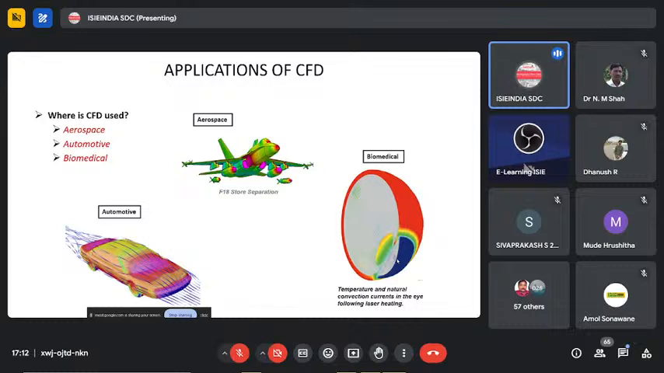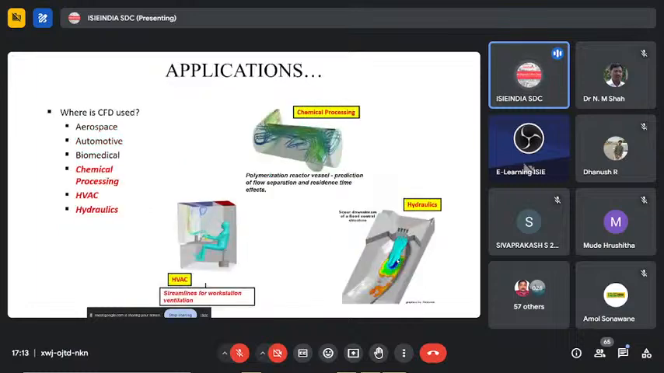and enhance fuel efficiency. In biomedical applications, CFD is used to model temperature distribution and natural convection currents in the eye when using laser heating. This basically helps us understand the thermal effect and optimize medical procedures. CFD is also used in chemical processing, HVAC and hydraulics.